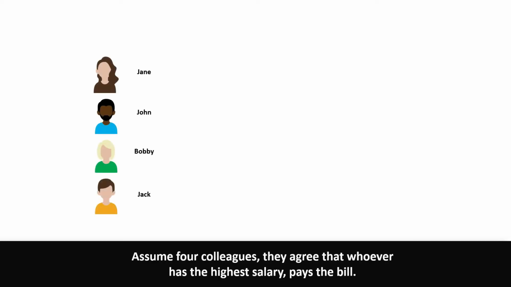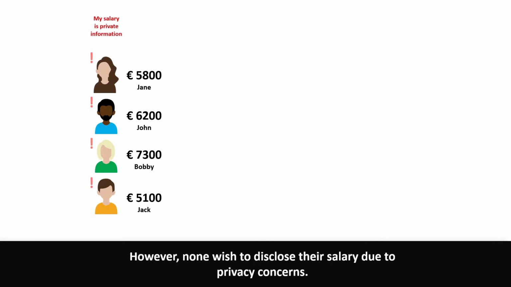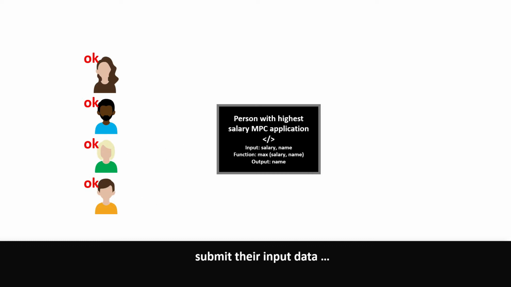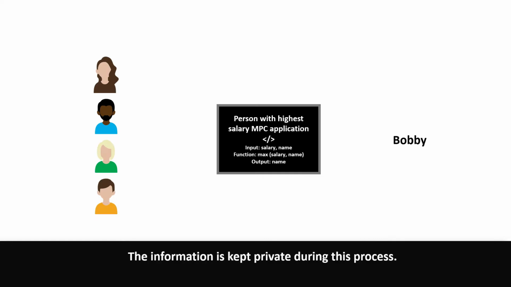Let us explain this using an easy example. Assume 4 colleagues. They agree that whoever has the highest salary pays the bill. However, none wish to disclose their salary due to privacy concerns. They agree to use MPC, submit their input data, and learn that Bobby has the highest salary without learning the salary of each individual. The information is kept private during this process.